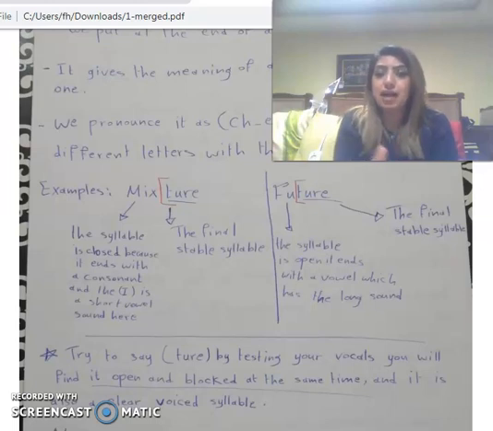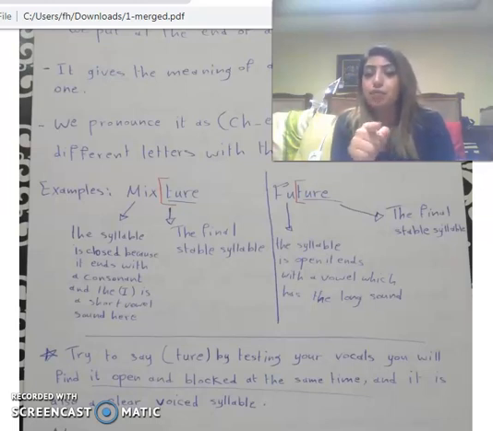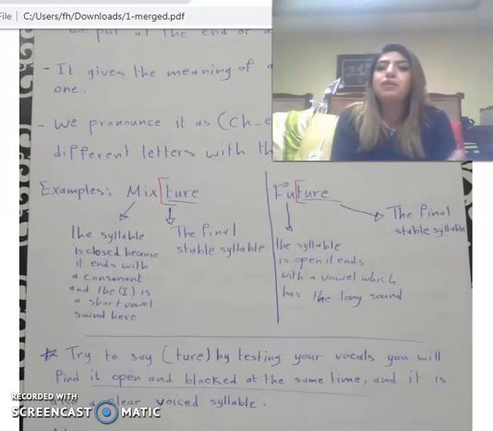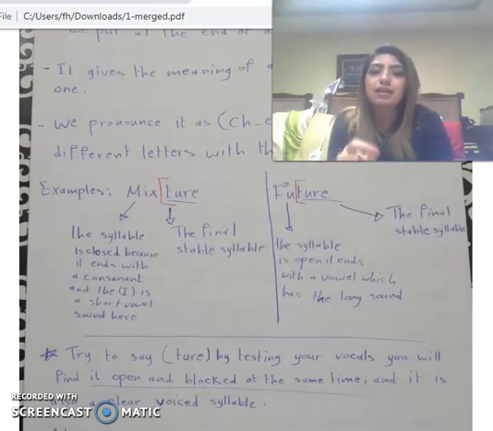As you see, there is a line before the final stable syllable. So ch here is the final stable syllable, and few is the syllable that is open. Why is it open? Because it ends with a vowel, and the vowel here is long. Few.